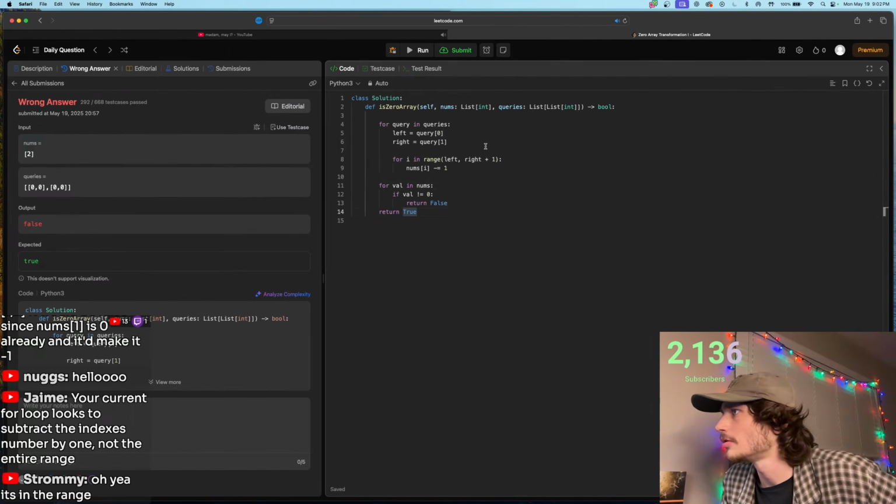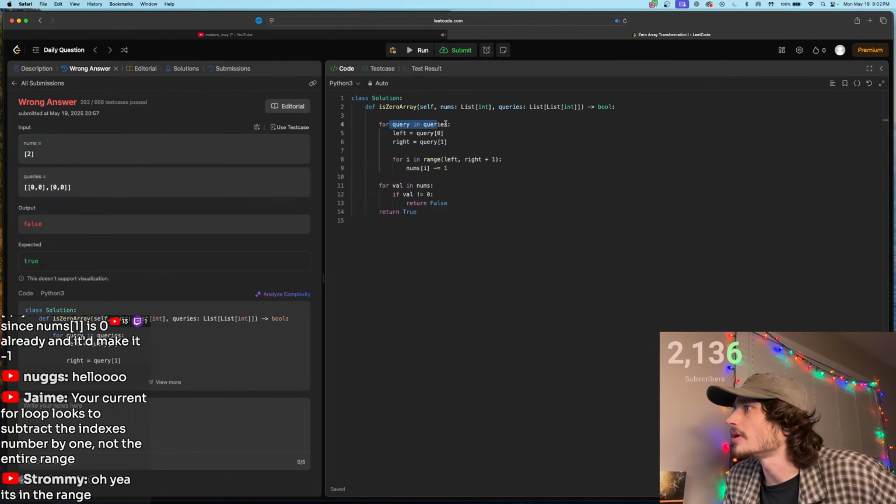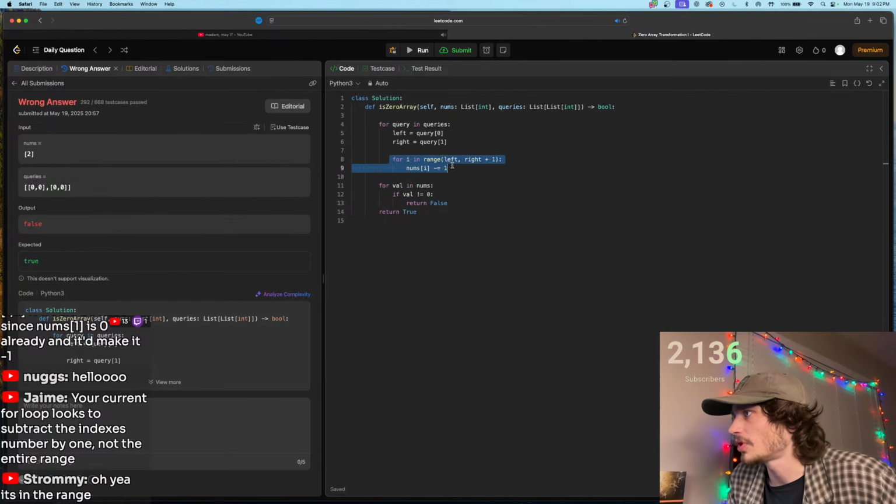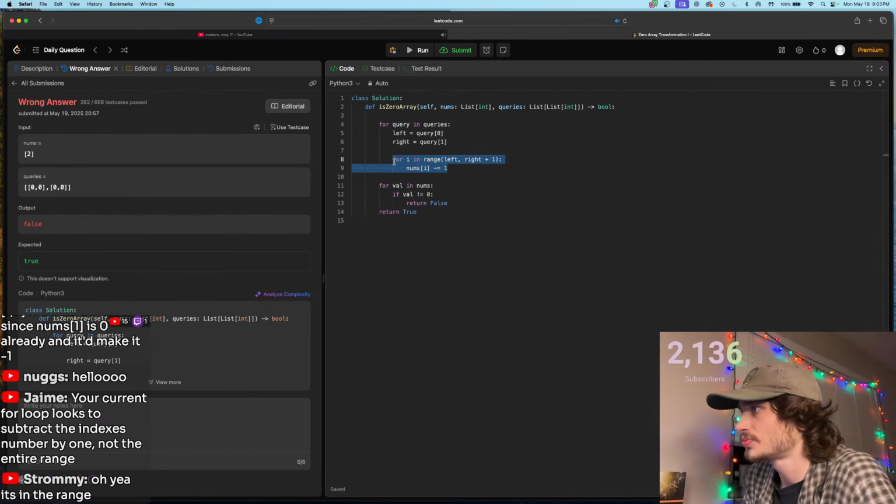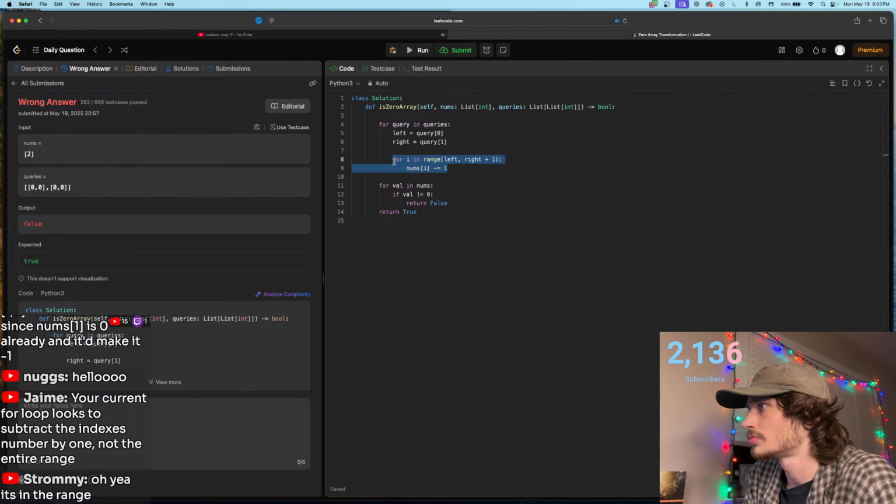Okay. For every query in queries. So the thing is I've done work over this numbers range. We reduce it by 1. If the value is equal to 0, not equal to, return false right away. Let's return true at the end of the loop.